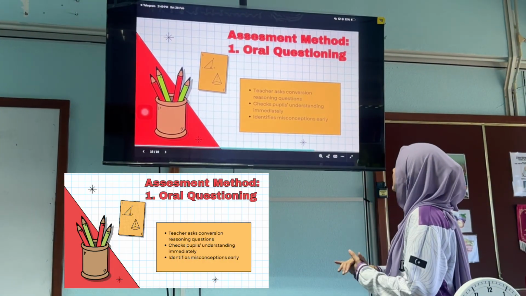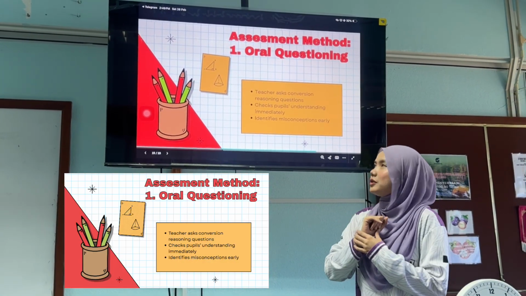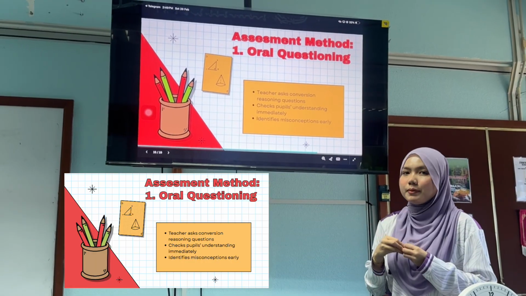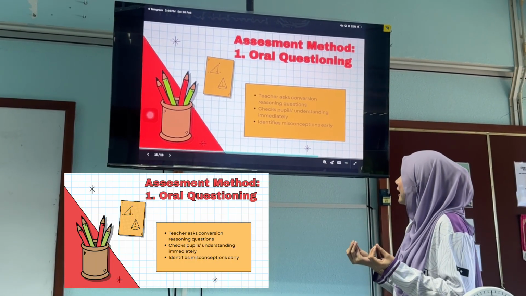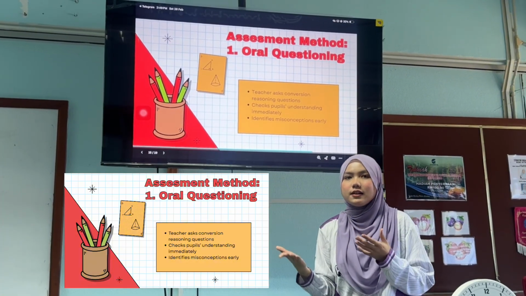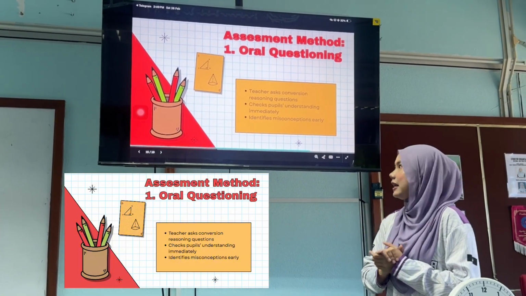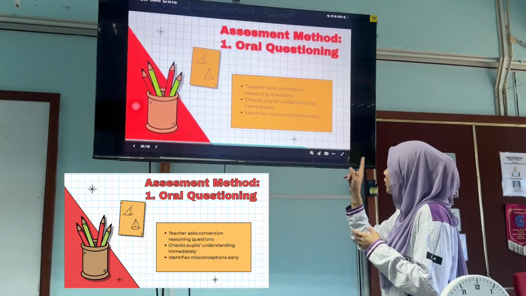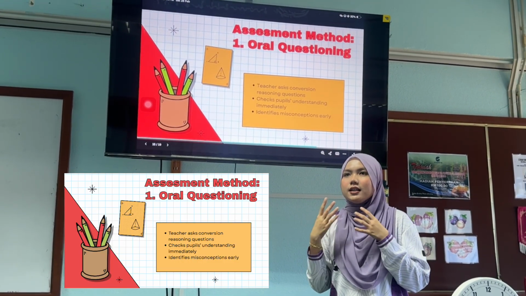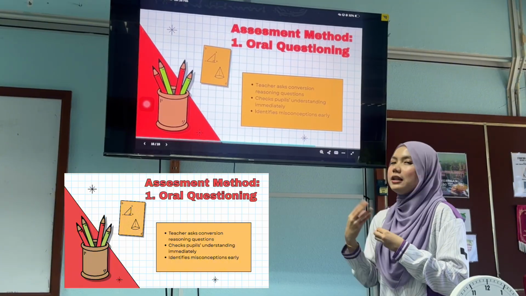Okay, now we go for the assessment methods. The first one is oral questioning. The teacher asks conversion reasoning questions. It checks pupils' understanding immediately. So we have question and answering with the class at the end of the class, and identify misconceptions early, so the teacher can give feedback quickly.